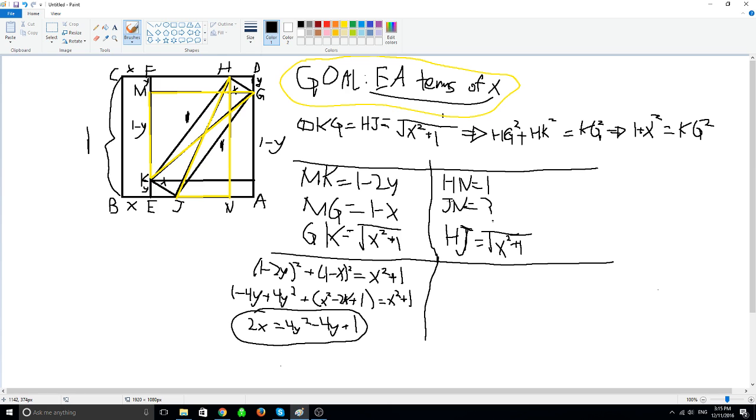So now we're going to try and find JN in terms of x, and that could help us out quite a bit. So we know that JN squared plus 1 squared is equal to x squared plus 1. So JN is just equal to x. So right over here we have JN equal to x. Now this will be very, very important in finding the bottom length.